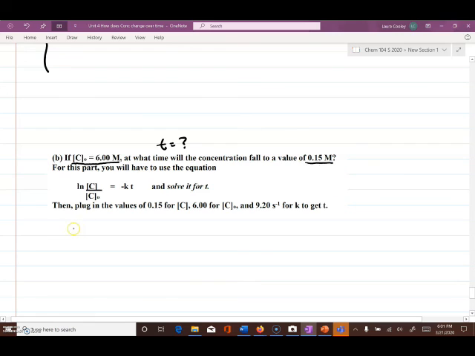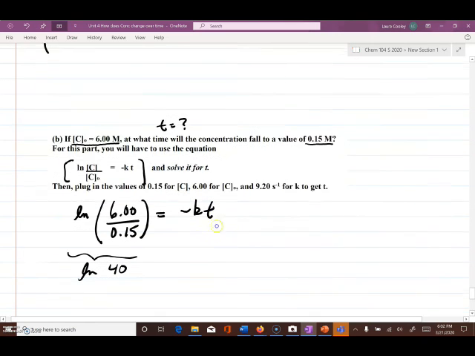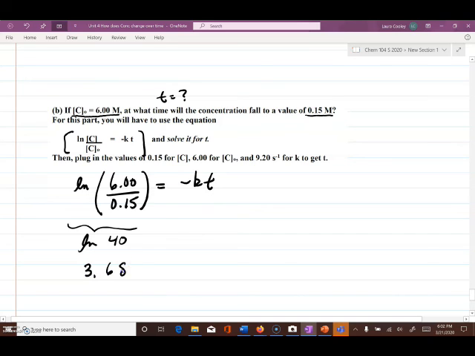And here, we're using the equation that I used before, except we're putting in a C for A, since C is the reactant. Okay, so what I'll do is plug in these numbers, the log of 6, well, I don't need to put brackets, it's just over 0.15 equals minus kt. So let's first figure out what this is. That's the log of 40, natural log, 3.689.